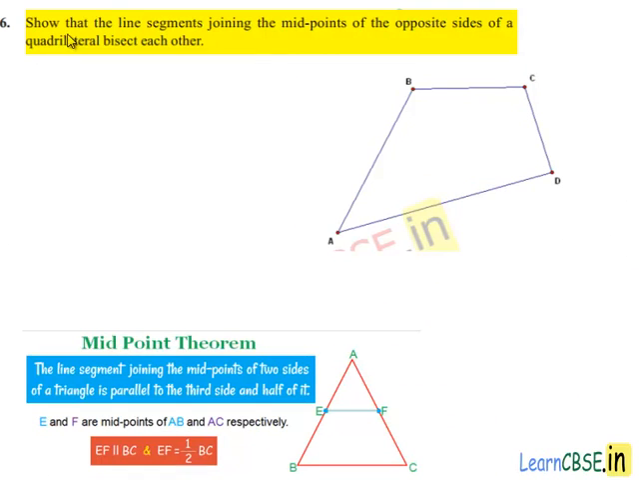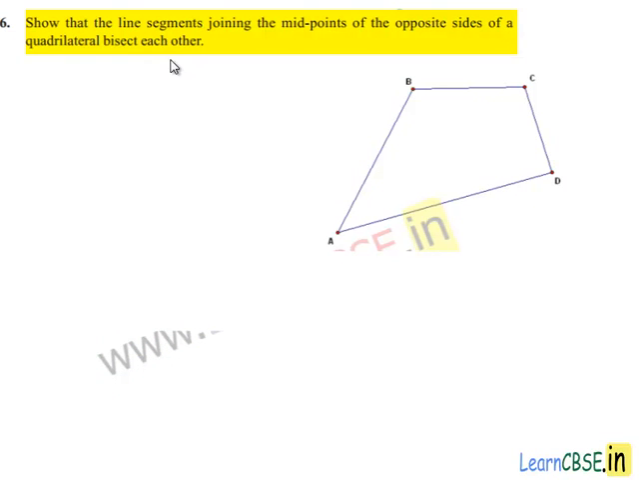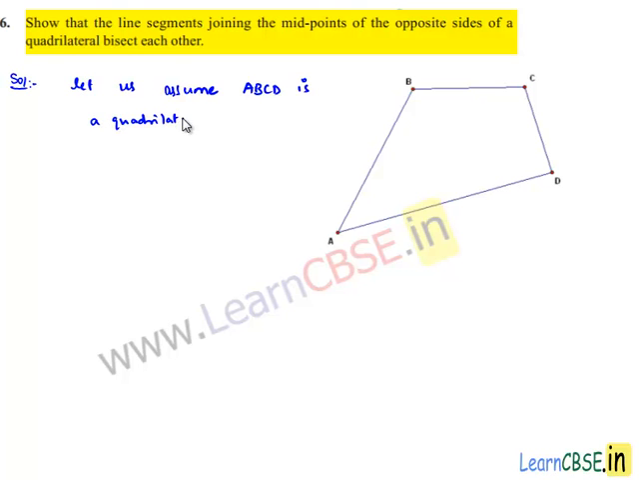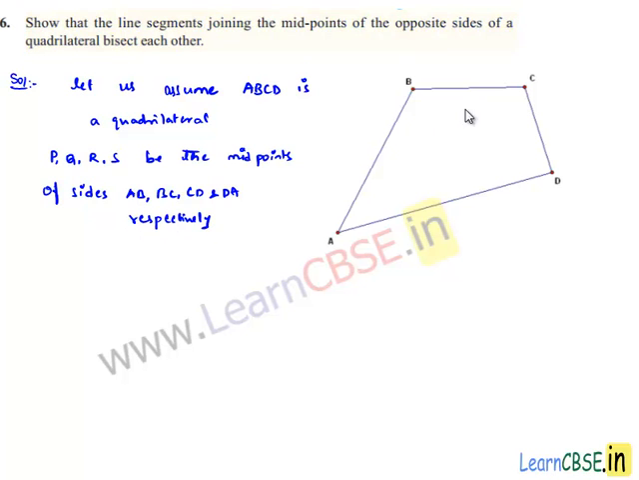Moving on to 6th question. Show that line segments joining midpoints of opposite sides of a quadrilateral bisect each other. Now moving on to solution. Let us assume a quadrilateral ABCD in which P, Q, R, S be the midpoints of sides AB, BC, CD and DA respectively. Let us note them.